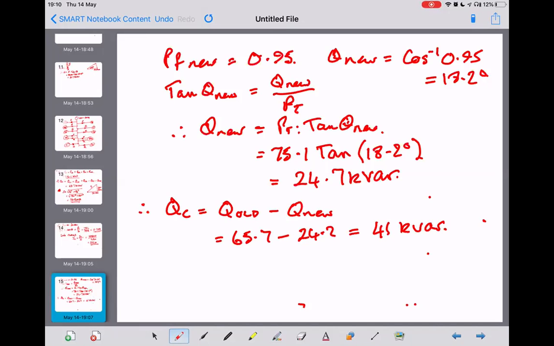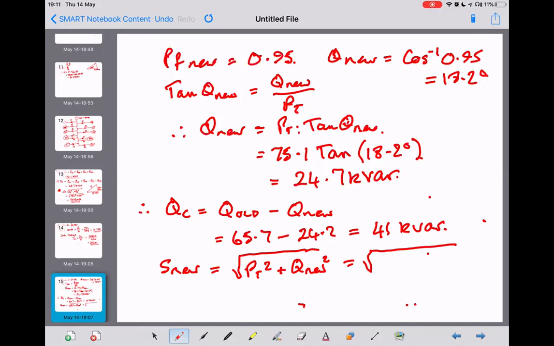I've then gone on to work out what the new apparent power is. I've called that SU. For that, I've done the square root of PT squared plus Q new squared, which is the root of 75.1 squared plus 24.7 squared.